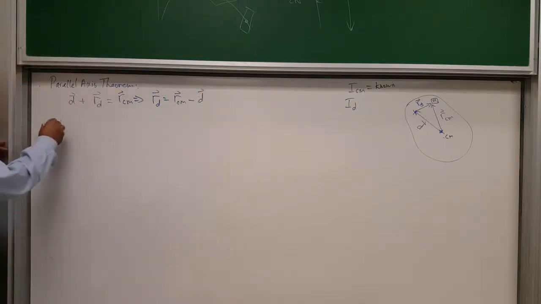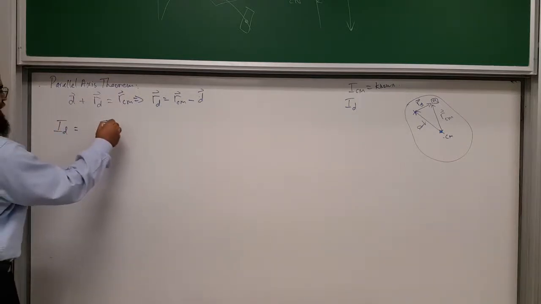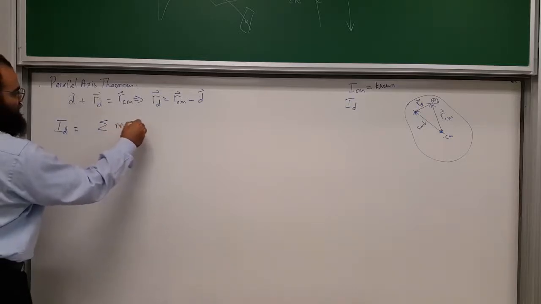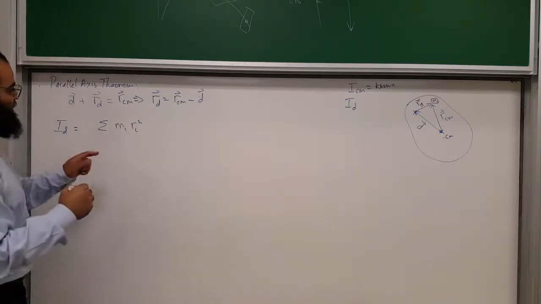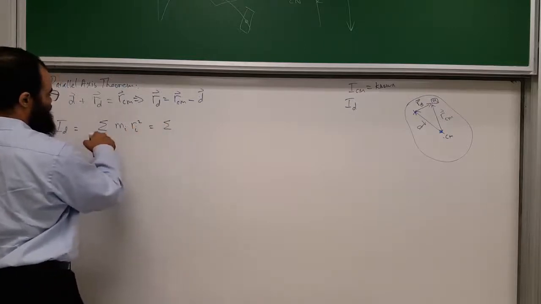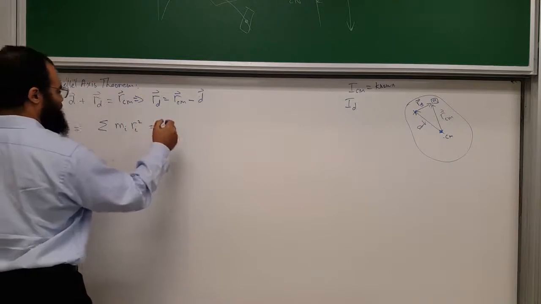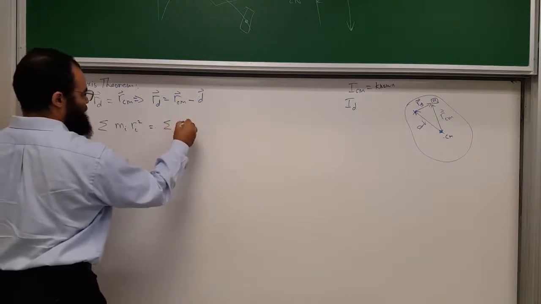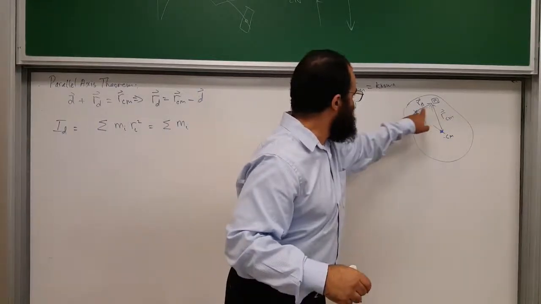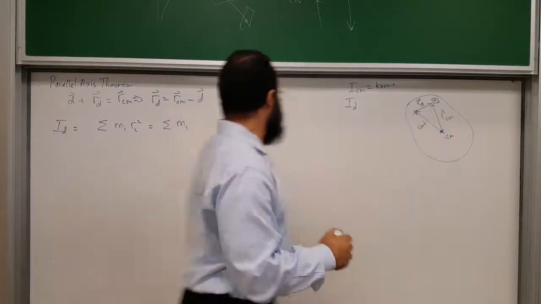So the moment of inertia with respect to this new axis D, by definition, is the sum of m_i R_i squared, and the R's are measured from D. So it would be the sum, of course, from i equal to 1 to n or infinity, of m_i times the distance from here to here, and that's the vector R_D.